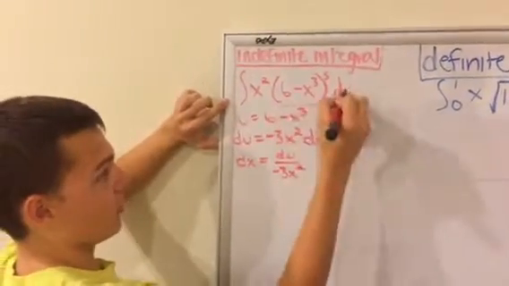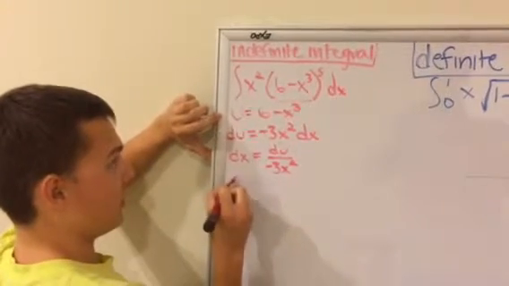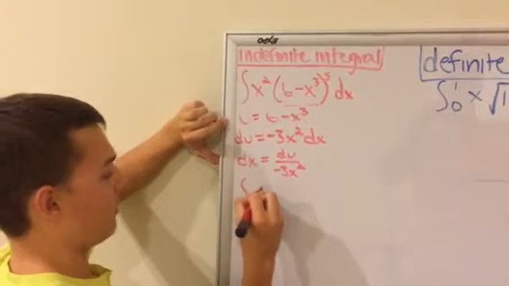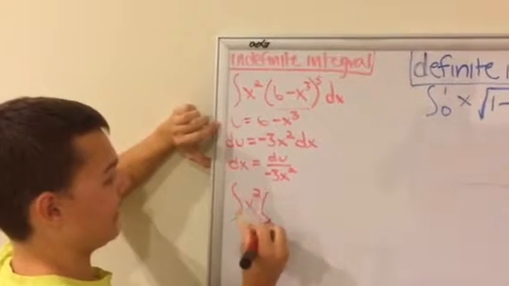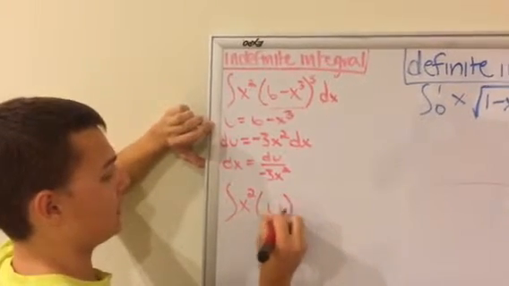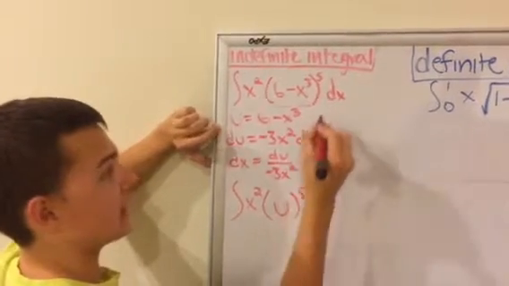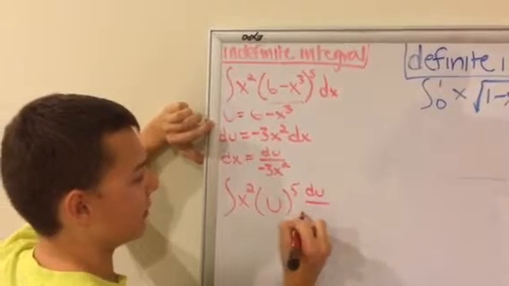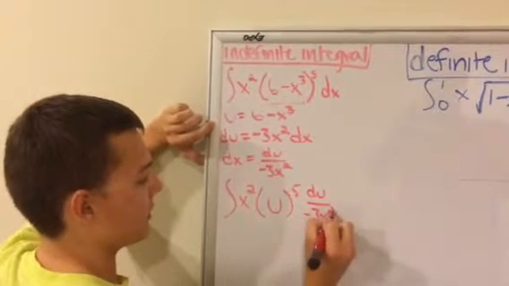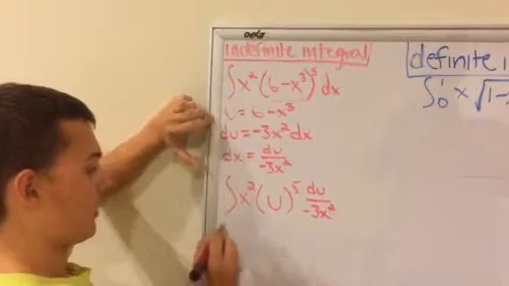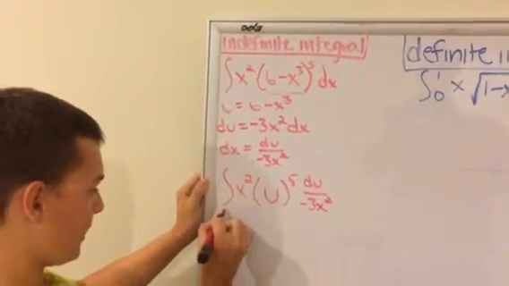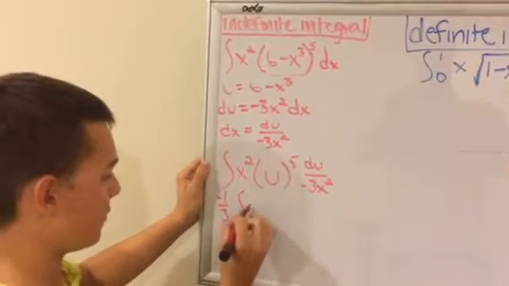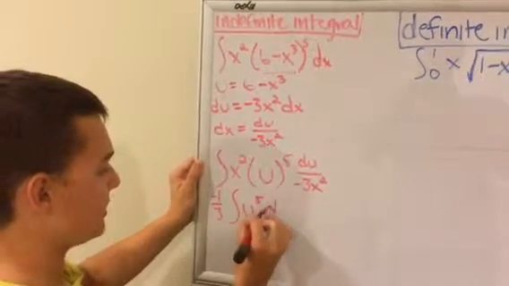Going back to our original integral, x squared times u to the fifth times dx. Well, in this case, dx is du divided by negative 3x squared. Our x squared cancels out, so we would have negative 1/3, pulling that out of the integral, times u to the fifth du.